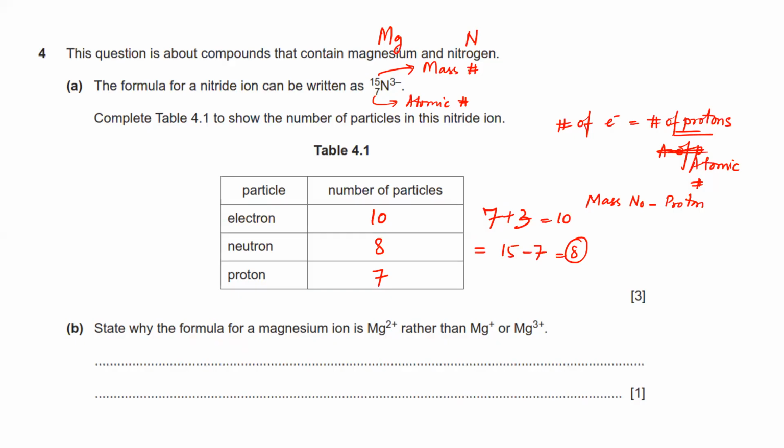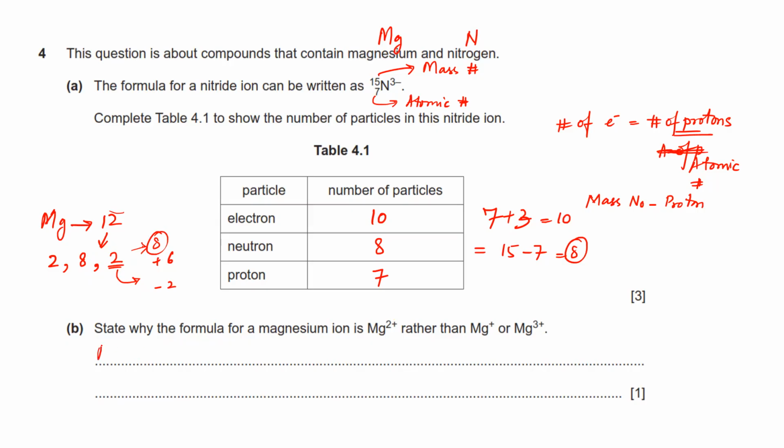Then part B, it says why is the formula of magnesium ion Mg2 positive rather than Mg positive or Mg3 negative. So remember, when ionization happens, the ion is in its stable form. Magnesium's atomic number is 12, so the first shell has 2 electrons, the next shell has 8, and in the outermost shell we have 2 electrons. So magnesium would either gain 6 electrons or lose 2 electrons to become stable. Gaining 6 electrons to make it 8 is difficult for it. It will easily lose 2 electrons and go to its octet, the previous stable shell. So that is why Mg2 positive.